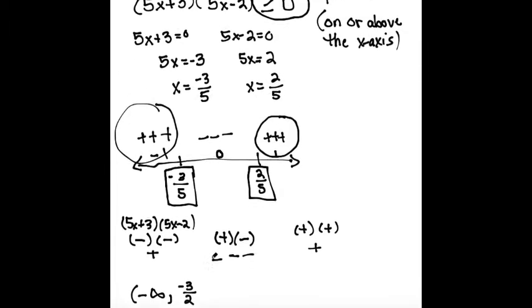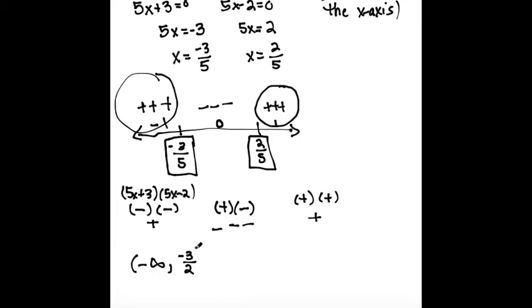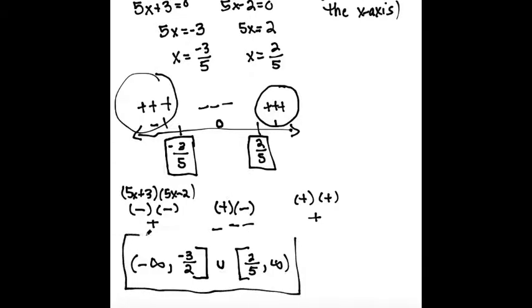And since it's greater than or equal to, I'm actually going to use brackets, because I want to be on the x-axis as well. Union, and the other section is 2/5 to infinity. Those are the sections where the graph is on or above the x-axis.